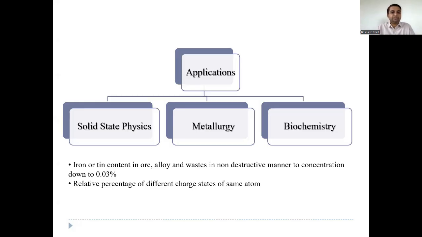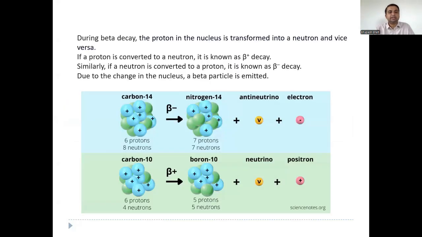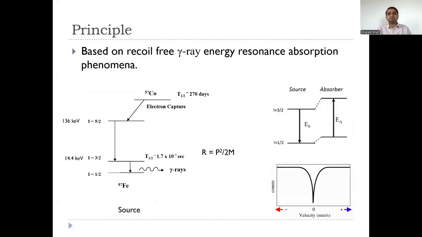Also, for example, if we have Fe with different oxidation states, we know that Fe has Fe plus 2 and Fe plus 3. Tin has Sn plus 2 and Sn plus 4. So the relative percentage of different charge states of the same atom can also be studied by this Mossbauer spectroscopy. In this way, this is an important spectroscopy.